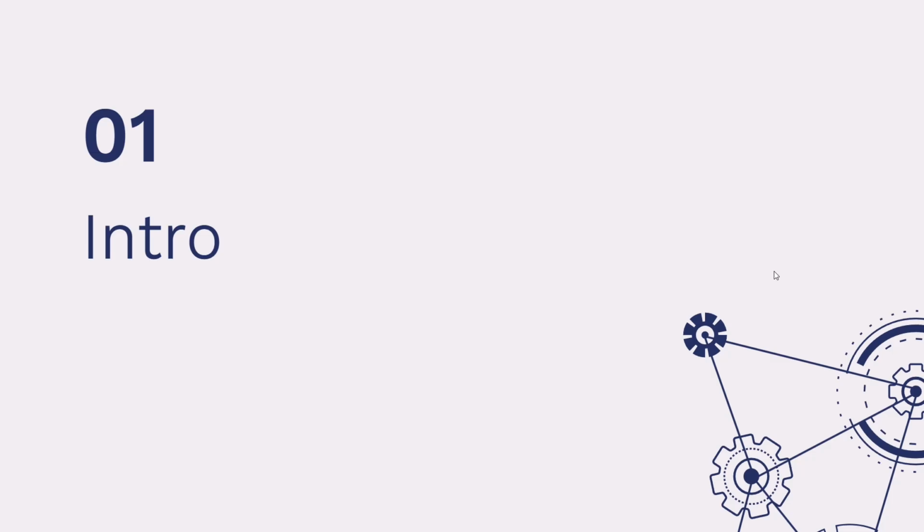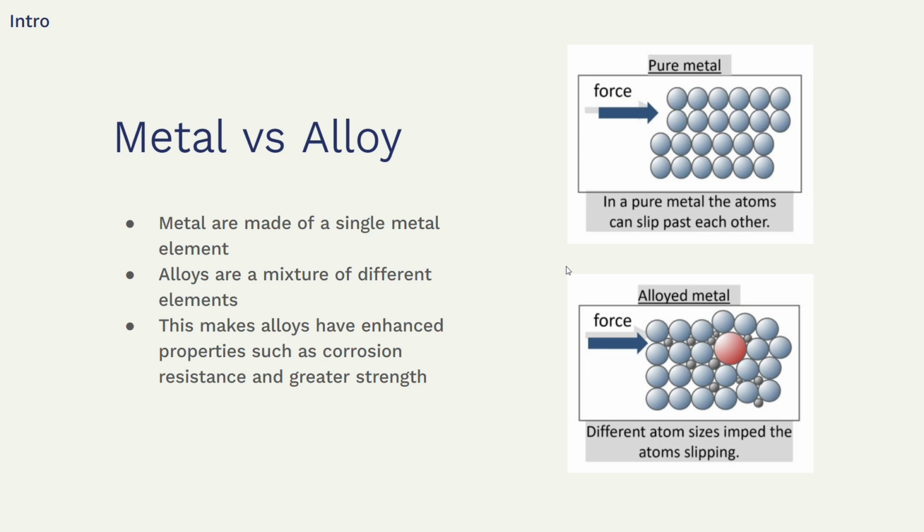To start off, we'll go through a bit about metals and alloys and what ferrous and non-ferrous means. So what's the difference between a metal and an alloy? Well, metals are made of a single metal element, while alloys are made of a mixture of different elements. This makes alloys have enhanced properties such as corrosion resistance and greater strength.